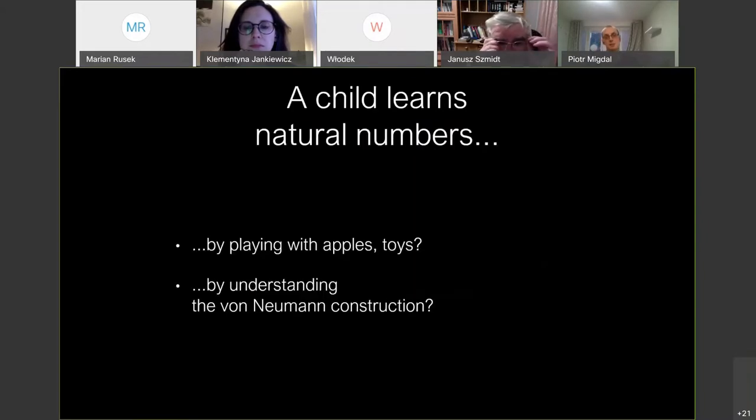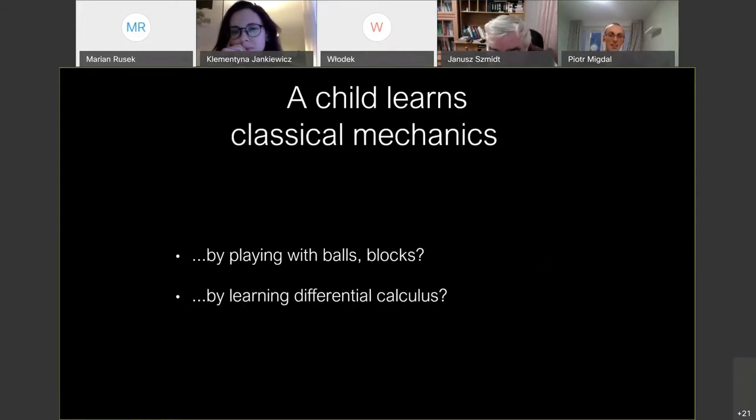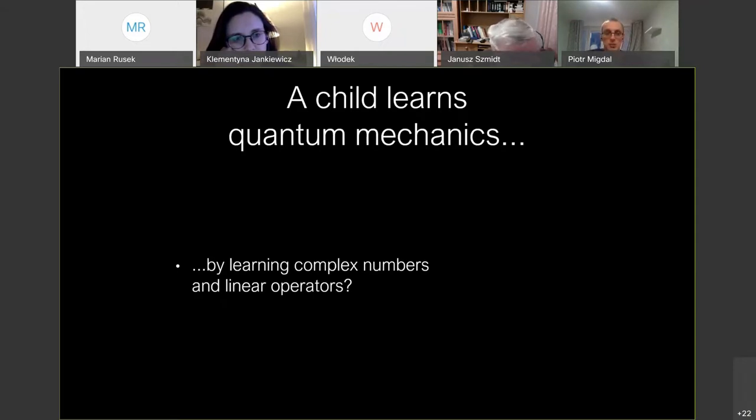And when kids learn natural numbers, do you think that they usually start with playing with apples, toys, etc., or do they start with the formal Peano construction? Well, I don't have kids myself, but for those of you who do, I guess it's not 50-50. I guess one option is much more common. The same thing is with classical mechanics. Do kids start with playing with balls, ropes, blocks, etc., or do they start with differential equations and Newton's laws of motion? But for some reason, we kind of believe that the only way to start learning quantum mechanics is by starting with complex numbers and linear algebra.